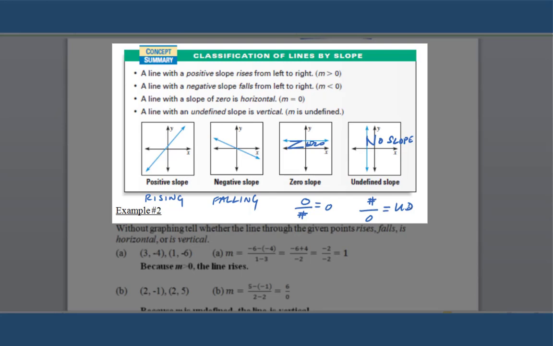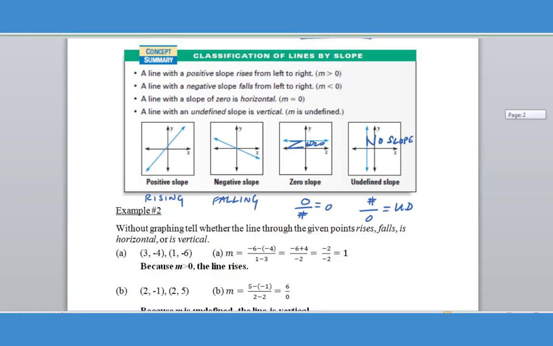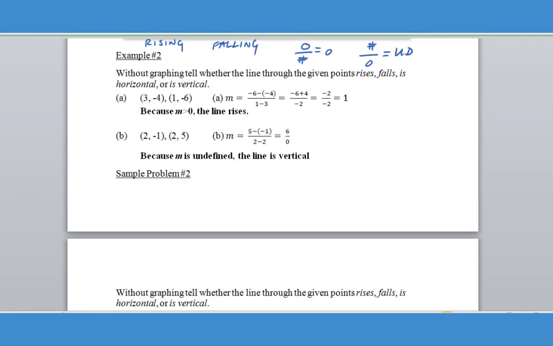So this is a very good concept summary. This is extremely important for you to know and can be very beneficial to you not only in Algebra 2 and for the linear functions unit, but this is tested quite often on standardized tests. Let's take a look at an example of how we could ask you to do this mathematically. It says, without graphing, tell whether the line rises, falls, is horizontal or vertical. We would first have to find the slope of the individual lines. So understanding the slope formula is important. And then we would have to determine how that slope value fits into our concept summary.